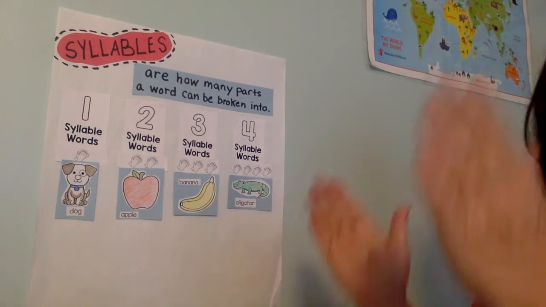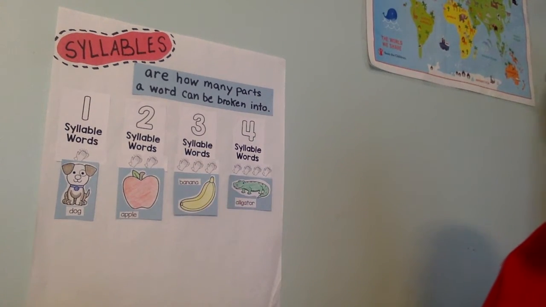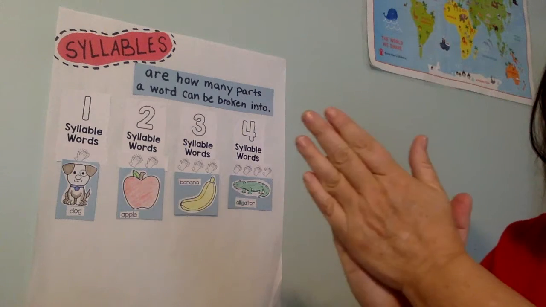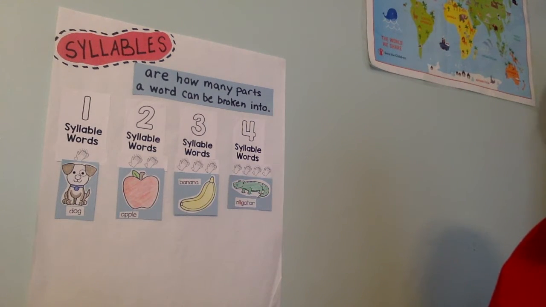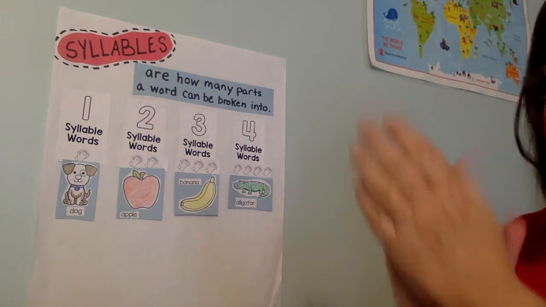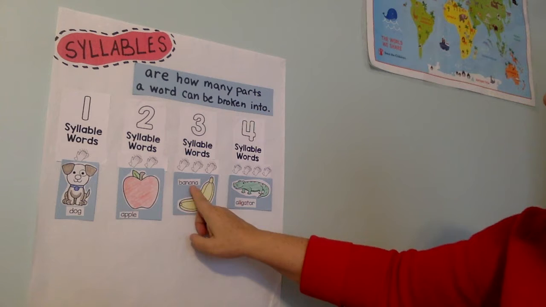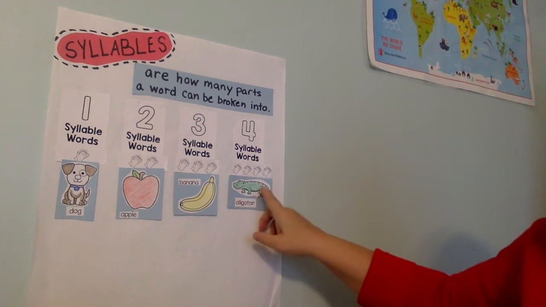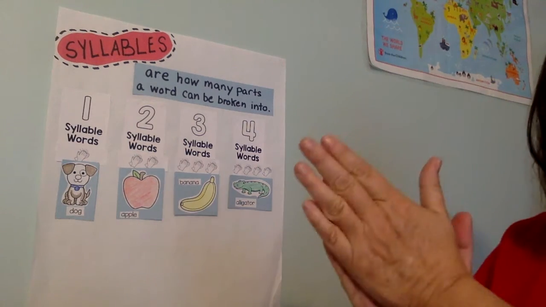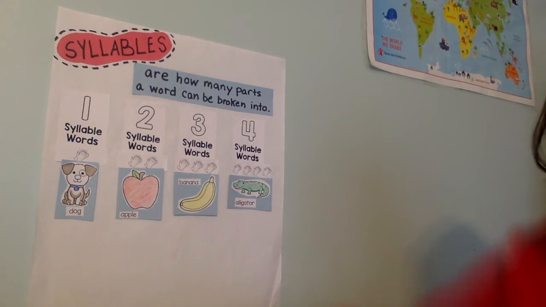We have dog, a one-syllable word. Apple, a two-syllable word. Banana, a three-syllable word. Clapping breaks the words into pieces. Alligator, four. All right, now that's the fun part.